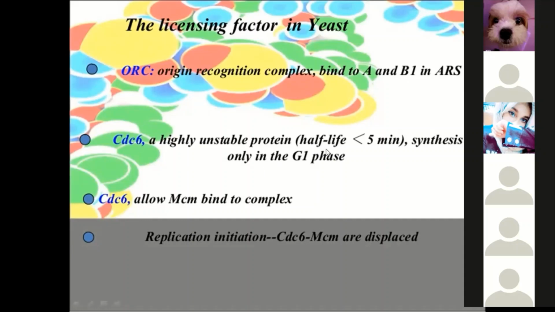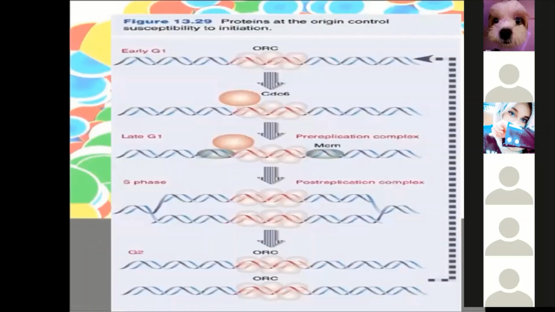So this CDC6 will allow the minichromosome maintenance proteins to bind to the chromosome. Then when replication initiation takes place, all these are licensing factors. As you have seen in the beginning, before going for replication there is assembly of all these proteins. These proteins are also called licensing factors, and as replication initiation takes place, they will be displaced.